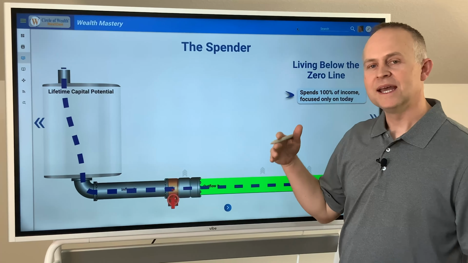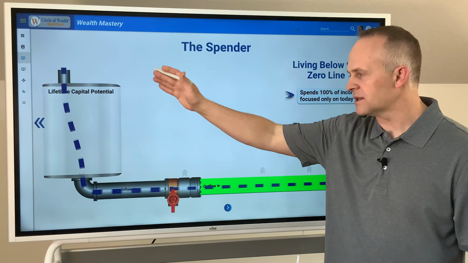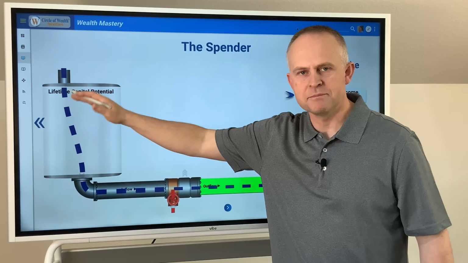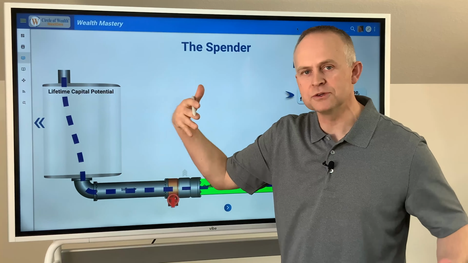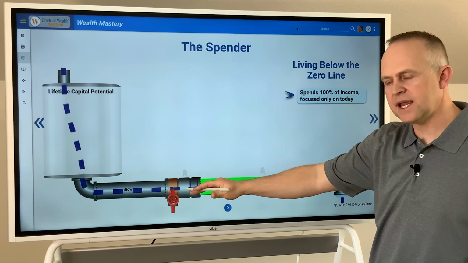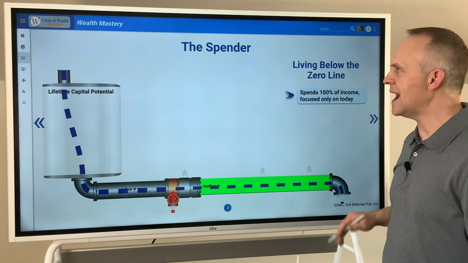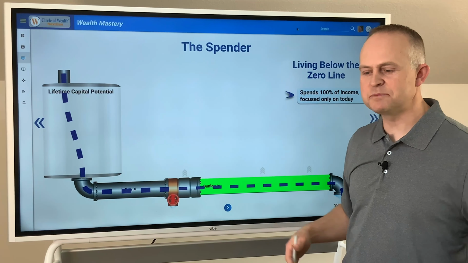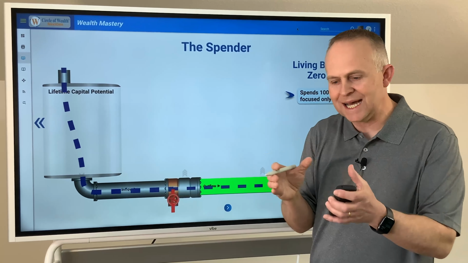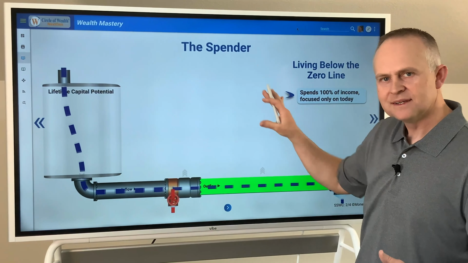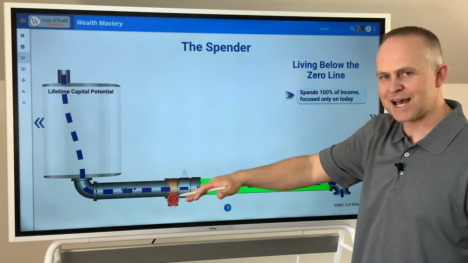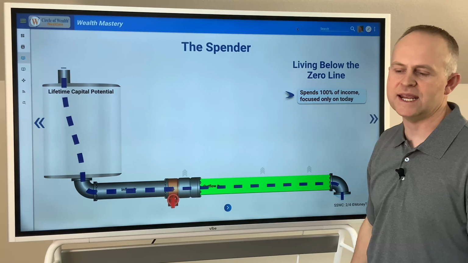All right. Now, here's another way of looking at it using our little tank analogy. The spender just gets lifetime capital pension, money just coming through their hands, right? They're just using their monthly income that just comes through their inflow here and out, the outflow. That's the spender. The spender spends 100% of their income and focuses only on today. There's no tanks, right? There's no future savings here. It's just a straight pass-through flow of money here, right?